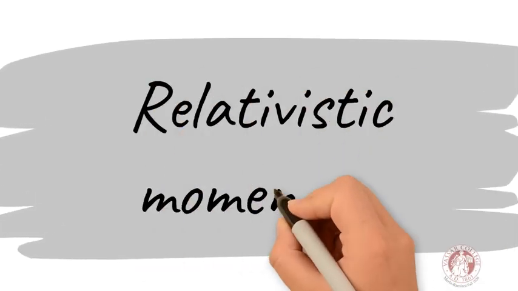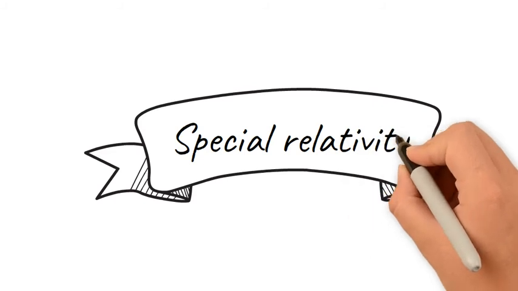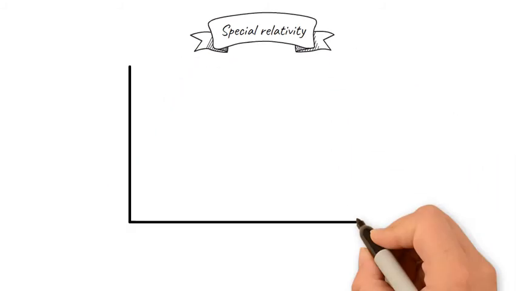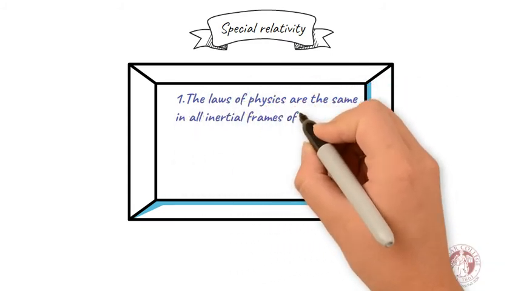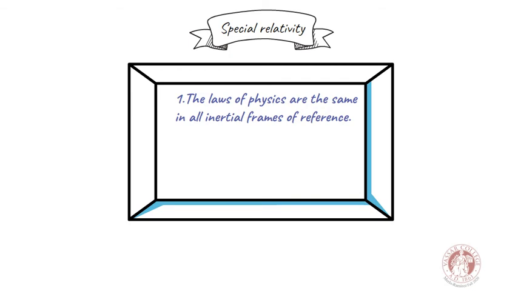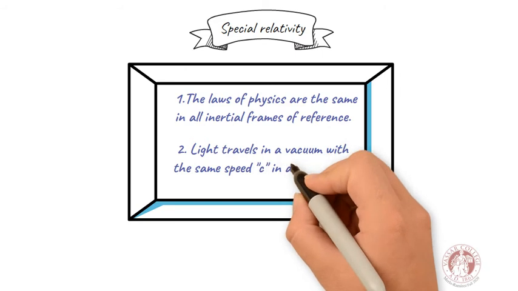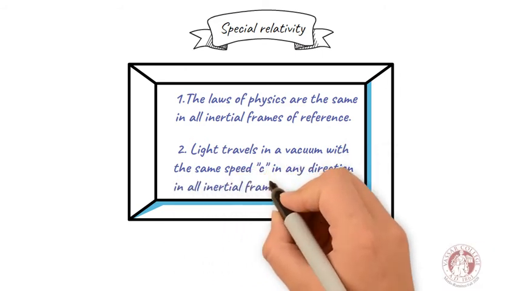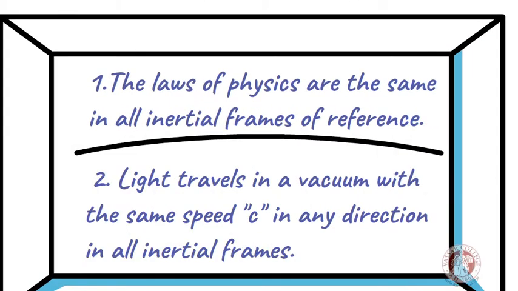In this video, we will explore the effects of special relativity on the momentum. In previous videos, we have seen that special relativity is based on two fundamental postulates. 1. The laws of physics are the same in all inertial frames of reference. 2. Light travels in a vacuum with the same speed c in any direction in all inertial frames. For the discussion in this video, we will focus on the first postulate.